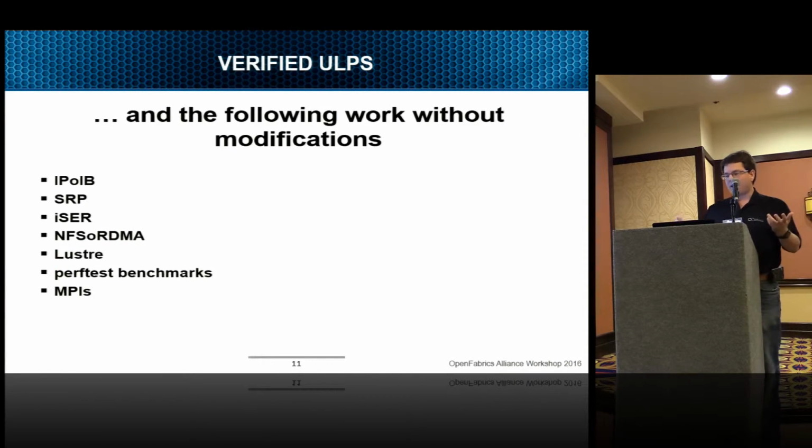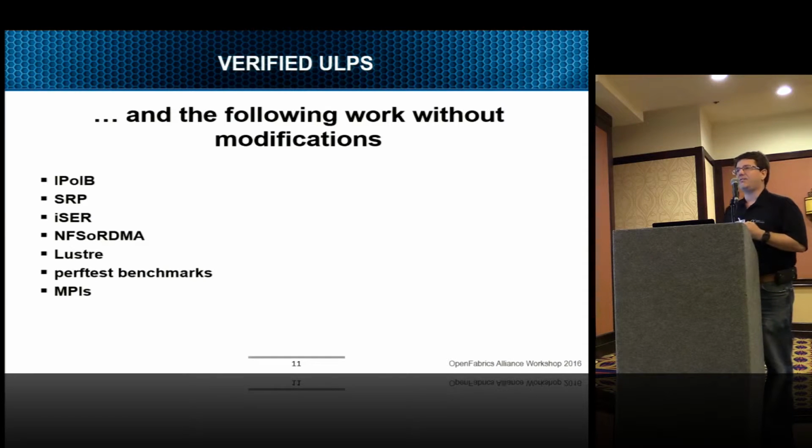So, to summarize, these ULPs work without modification: IP over IB, SRP, iSER, NFS over RDMA, Lustre, all the perftest benchmarks, and all the MPIs that we've just used to test verbs. I know there are some other, I think, proprietary things that I've heard of from some of our vendors who are using this, and they've reported the same thing. Things are working out of the box.